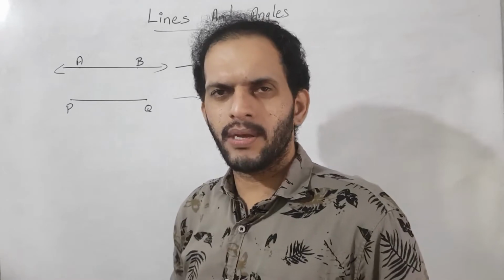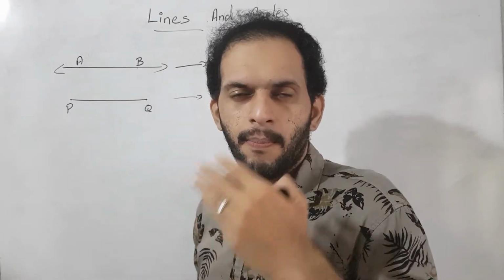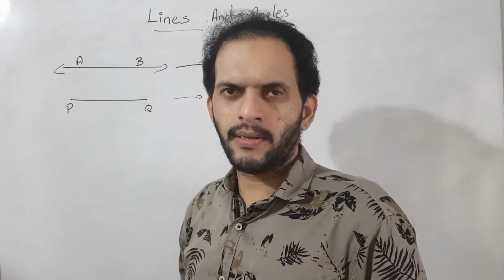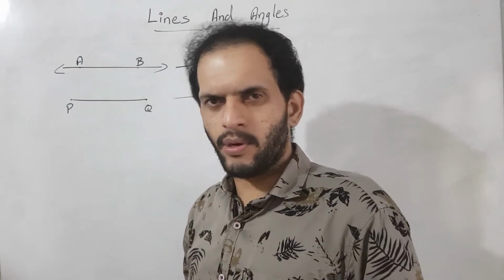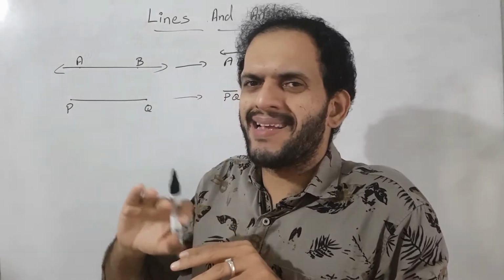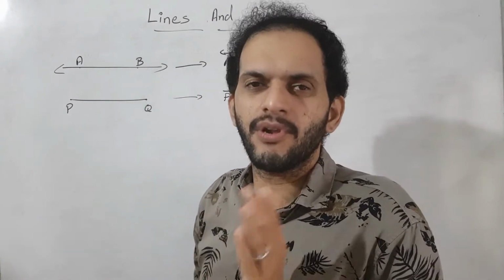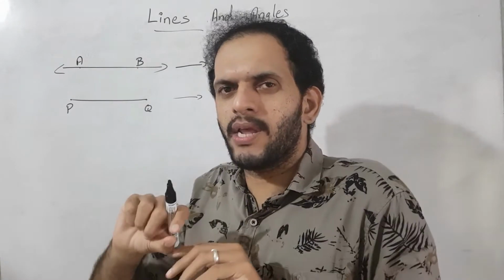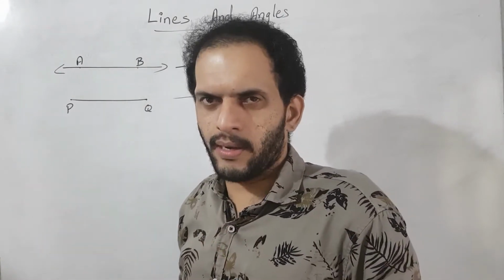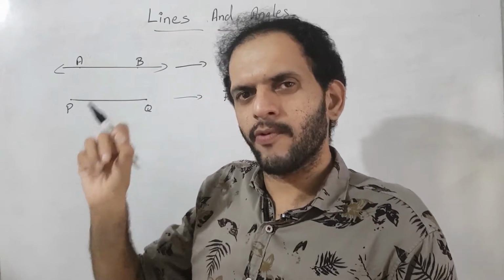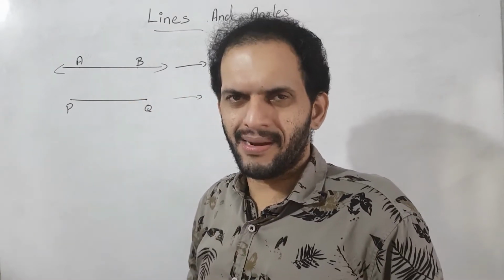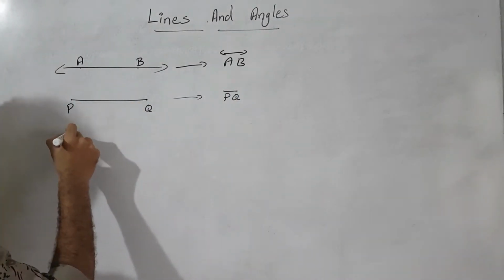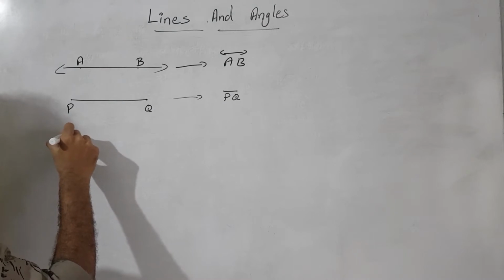Then one more is there. What is that? Ray. What is a ray? A ray is a part of a line that has only one end point. Here also it is not possible to find the exact measurement because it's not ending. We have only one end point. It originates from only one point. The line starting from one point, that one is a ray. A ray has only one end point.